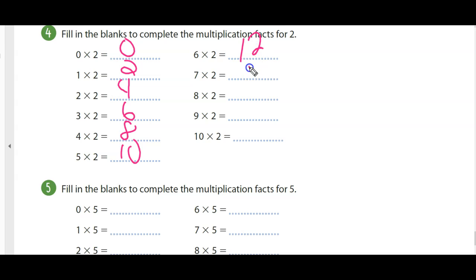7 times 2, 14. 8 times 2, 16. 9 times 2, 18. And then 10 times 2, 20. And this one I'm just counting by 5s on the next section.